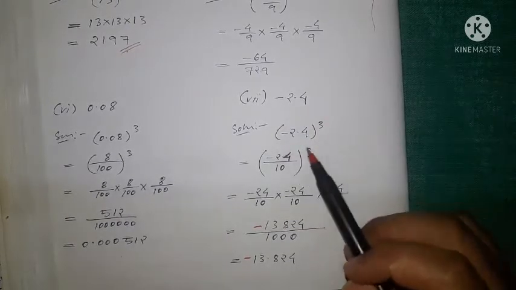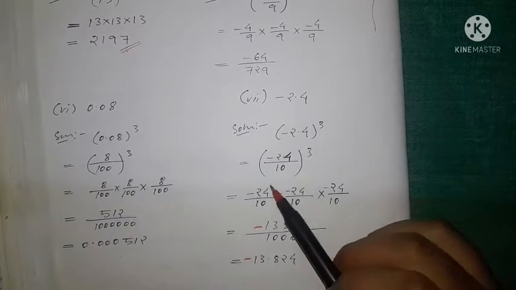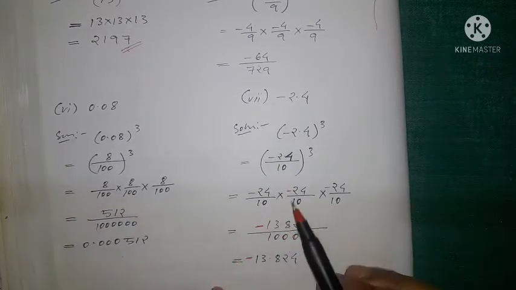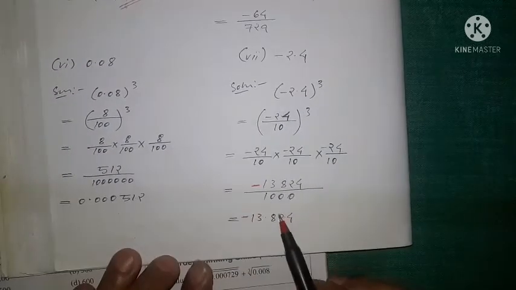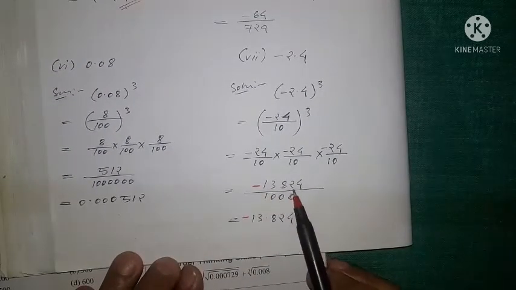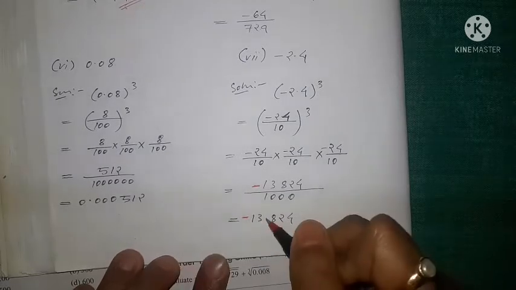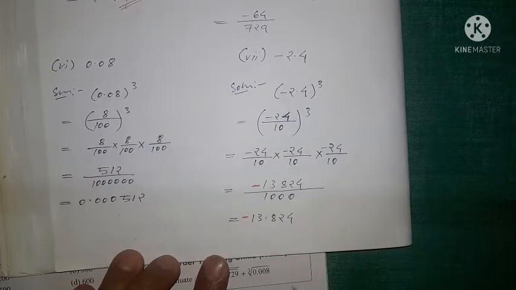Question number 7, we need to find the cube of minus 2.4. So minus 2.4 whole cube. If we convert this into a fraction, it will be minus 24 by 10. That means we need to multiply minus 24 by 10 three times. So when we multiply, we will get minus 13824 divided by 1000. So that is minus 13.824. This is the answer.